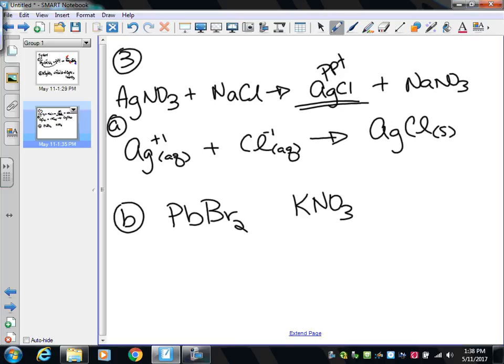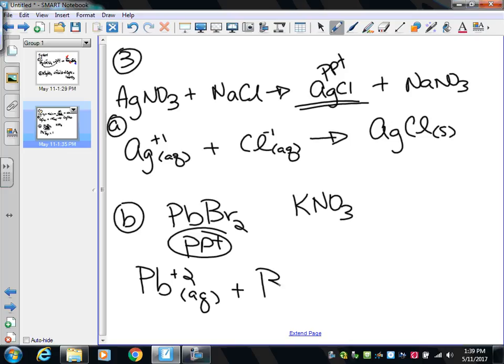We probably realized at this point that nitrate, no matter what it hooks up with, is soluble. So it's not going to be this one. We're pretty sure it's going to be this one, but we're going to double check. We're going to look at bromine. We're going to look up lead. Low solubility, insoluble. This is my precipitate. So I'm just going to write it out. Pb +2, aqueous, plus Br -1, aqueous, going to give me PbBr2. That's a solid.